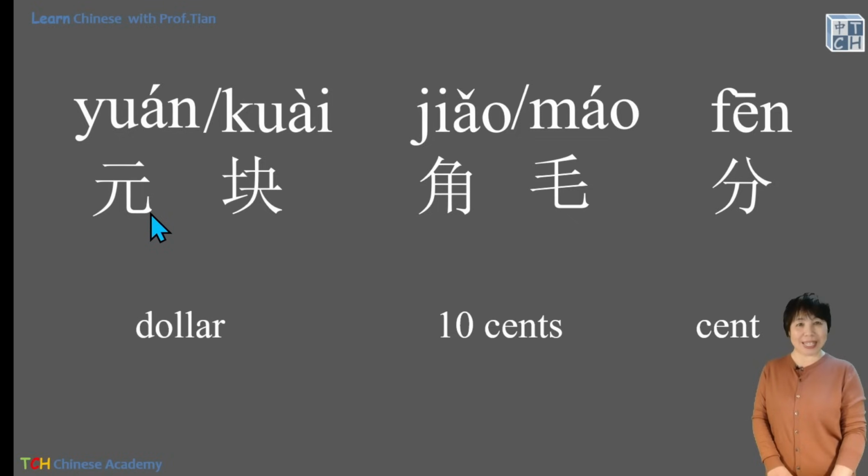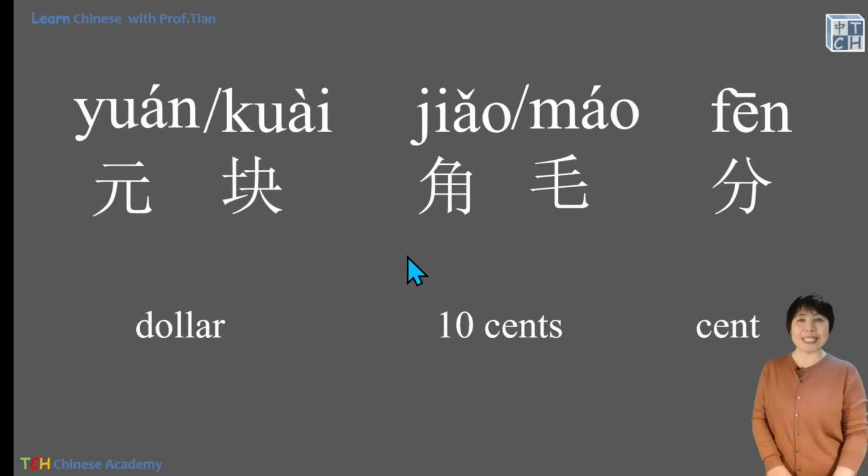Okay, can you try and follow me? 元, yes, second tone, 元, 块. This one, be careful, this e and ao, 角, so that is the correct way, 角. And 毛, yes, and 分.